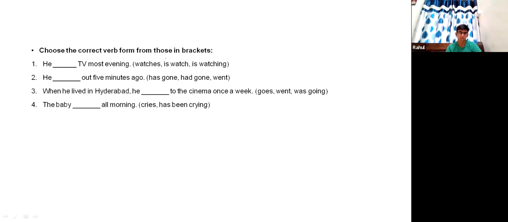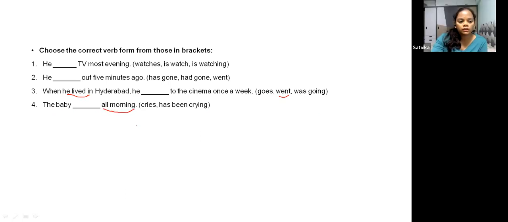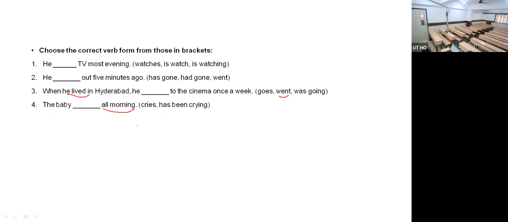Okay, the previous one, I think Rahul was saying something. I can't see all of you in one frame. He went out 5 minutes ago. Yeah. And when he lived in Hyderabad, he went to the cinema once a week. When he lived, if you see, you have lived. So the other verb will not be goes or was going. It will be went. The baby dash all morning. The baby has been crying all morning. Has been crying. That is an action that is continuing.